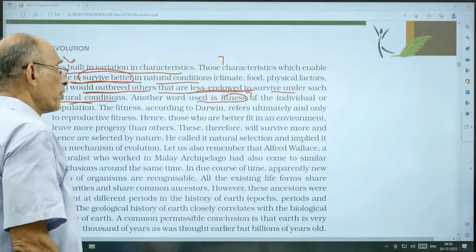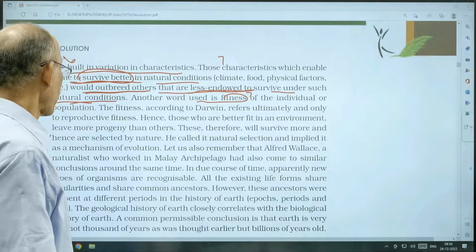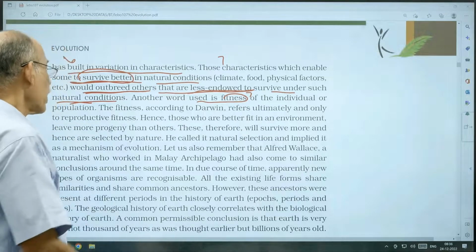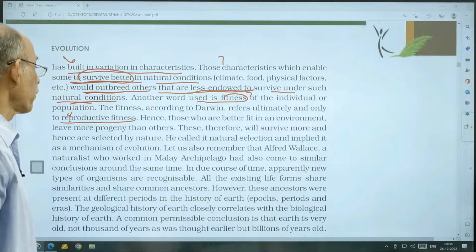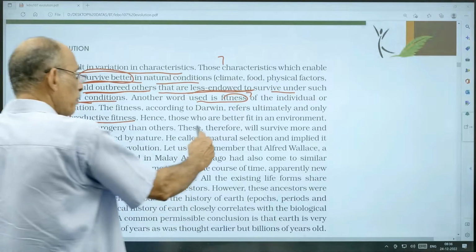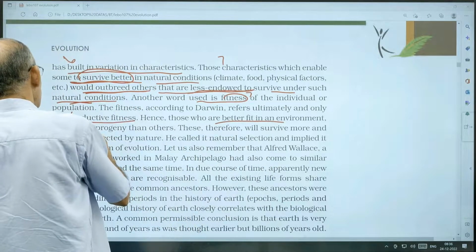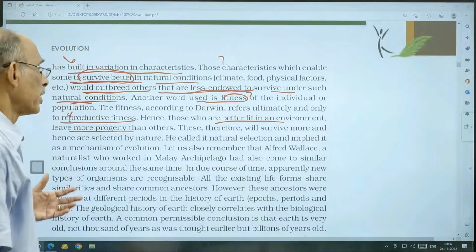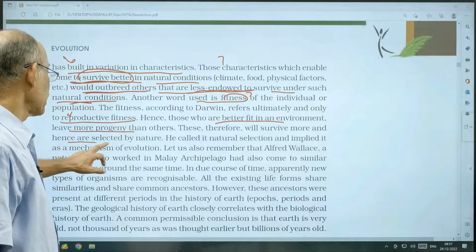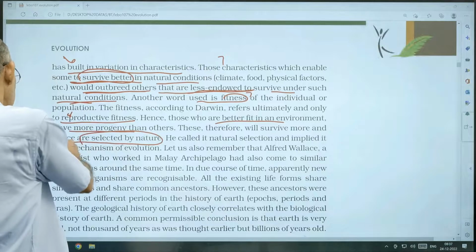This is known as fitness of individual or population. And according to Darwin, this fitness is reproductive fitness. That is eighth point, reproductive fitness. And those that better fit in an environment will have more progeny and will have more survival, and hence are selected by nature. This is the ninth point.